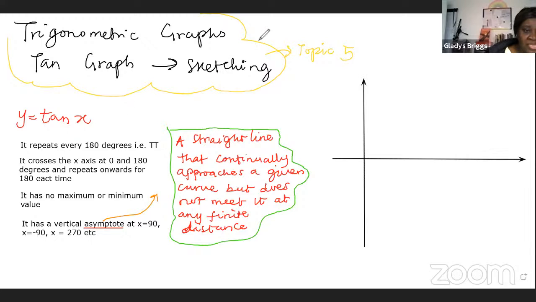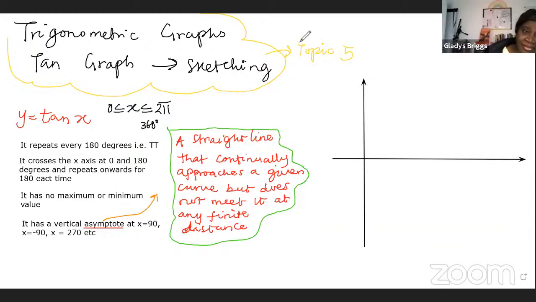Y is equal to negative tan x for 0 is less than or equal to x is less than or equal to 2 pi, okay? Or you can put 360 degrees. You need to get familiar with the two of them. That's why I keep on using it.